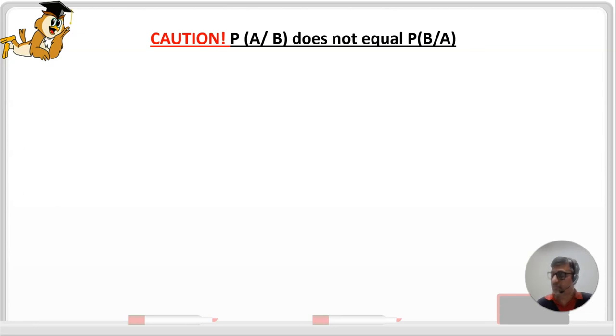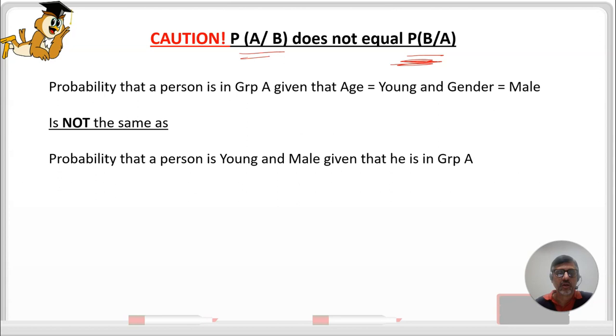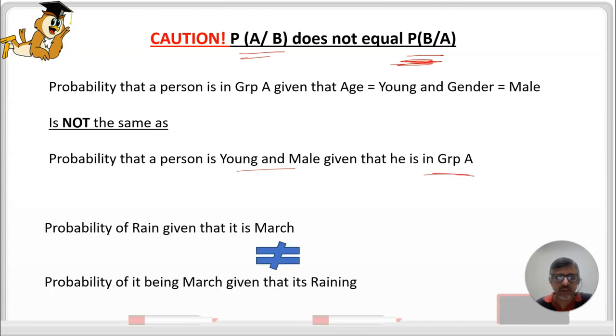Caution, I have a caution for you. This may be obvious to some people, but it's a caution. Probability of A given B does not equal probability of B given A. You can pause the video and think about this for a moment, but it will be clear to you. The probability that a person is in group A, given that age is young and gender is male, is not the same thing as the probability that a person is young and male given that he is in group A. These are converses of each other.